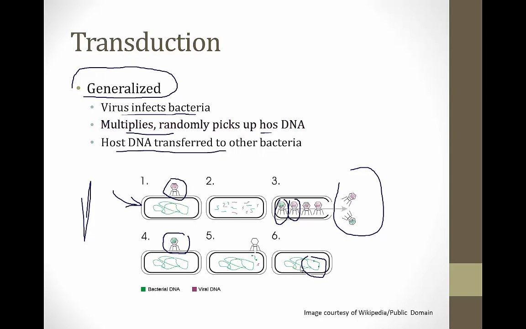So this is generalized transduction. This virus is infecting the cell and randomly picking up pieces of the original cell's DNA and creating new viruses which go on to transfer that material to another cell. You can see that the net result here is that some of this green DNA of the original bacteria has been transferred to another bacteria via the bacteriophage as the vector.